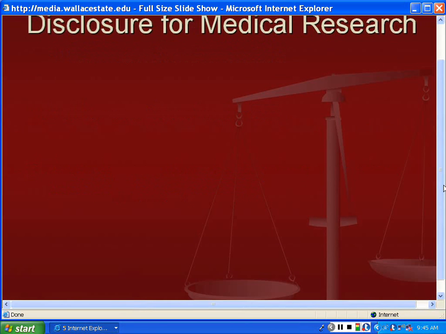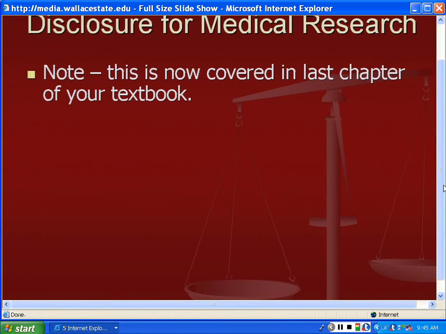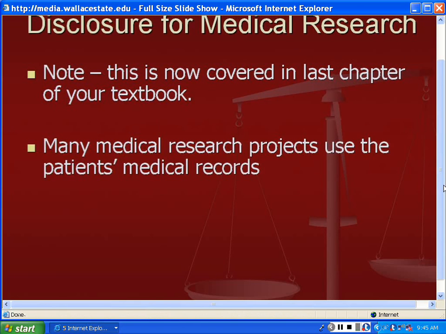Now, disclosure for medical research. This used to be covered in this particular chapter in the book. It's not now. You have an old chapter at the end of the book that talks about medical research. I'm going to touch on this very briefly and just let you know that this is in the last chapter of the textbook.